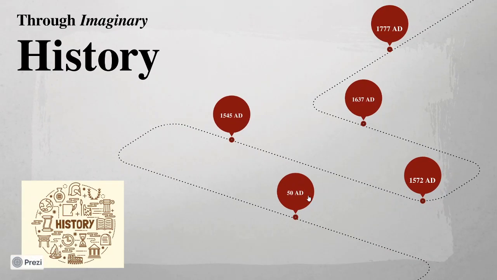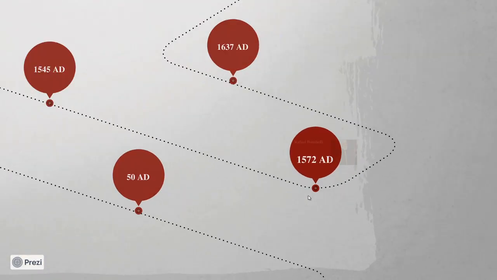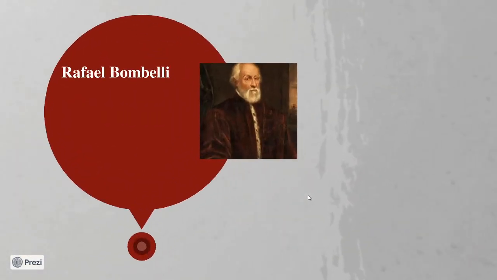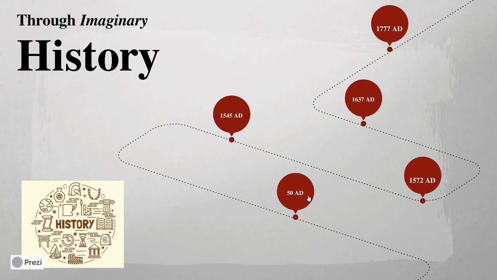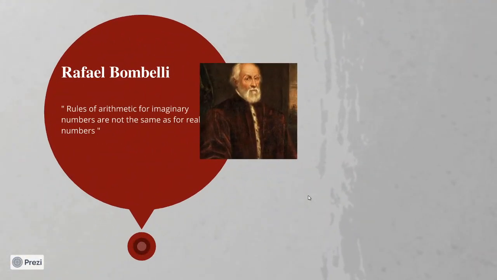And now later, in 1572 AD, there was a man called Raphael Bombelli. Now he liked imaginary numbers, what we studied now, right? He accepted the fact that, okay, there might be different sets of numbers, completely different from normal numbers. And he said, rules of arithmetic for imaginary numbers are not the same as for real numbers. And it is true. This was said in 1500. Wait, I forgot the year. What was the year? 72 AD. Yeah, 72 AD. So at that time itself he said this.